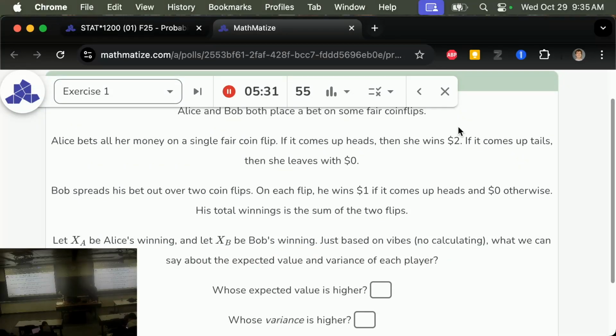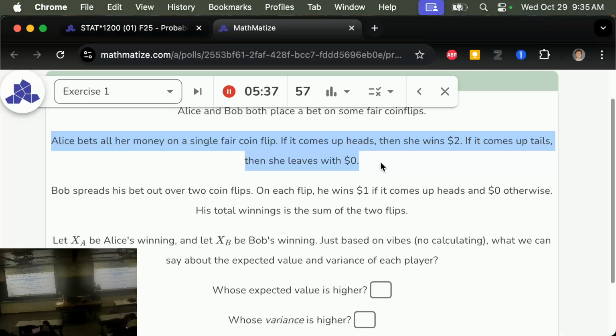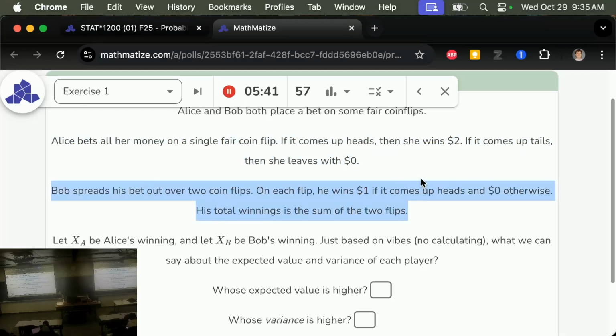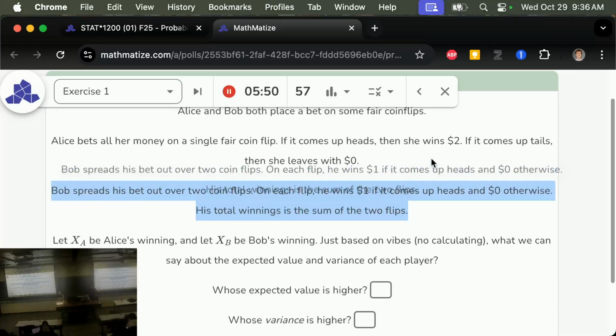Okay, I think everybody has taken a guess here. So once again, just to remind you, don't mix up Alice and Bob. Alice is betting all their money on one single coin flip, whereas Bob is spreading the money over 2 coin flips. Alice and Bob are both actually different versions of the binomial random variable. Actually, Alice, I guess, is double a binomial.